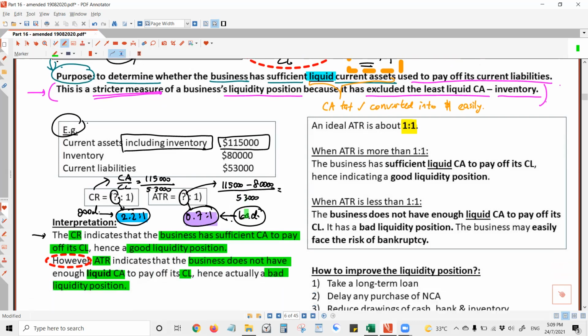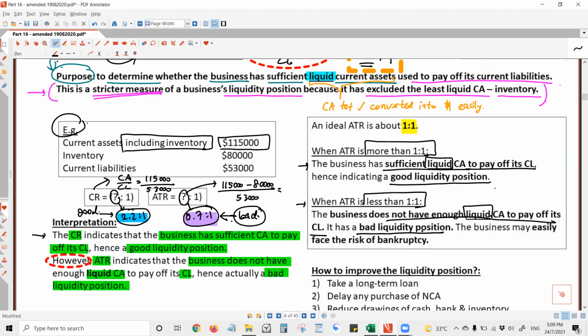Okay, now on the right, you see the box there. Here is also some guide on how to write the comments. When it's more than 1-to-1, you should write the business has sufficient liquid CA. Once again, the word liquid must be there to pay off its current liability. Hence, is in a good liquidity position. Another way around, if it's less than 1-to-1, you say that the business doesn't have enough liquid CA to pay off its current liability. Once again, must have the word liquid. It's in a bad liquidity position, may easily face the risk of bankruptcy.